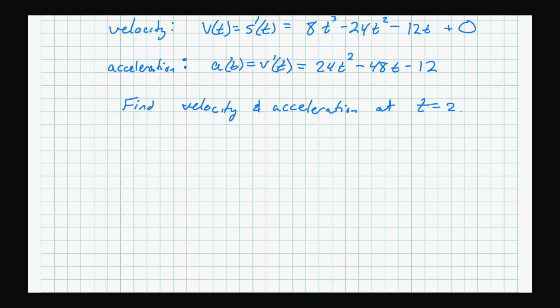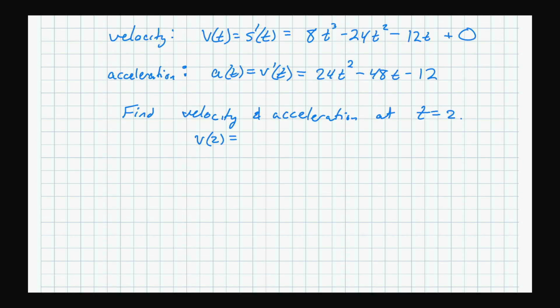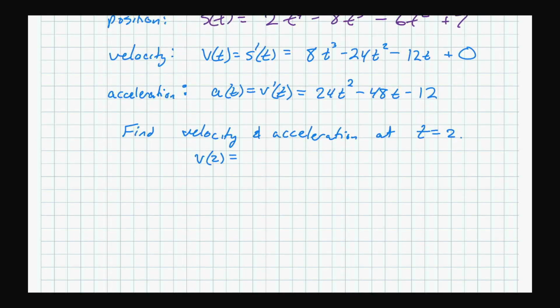Right? Because they said t equals 2 was the point that we care about. So let's find v of 2. So v of 2 is putting 2 into that equation for v right here. So it's 8 times 2 cubed minus 24 times 2 squared minus 12 times 2. So you just work that out like a calculator or something. So you've got 2 to the 3, which is 8, times 8, which is 64, minus 24 times 4, which is 96, minus 24. So you get negative 56, I believe.